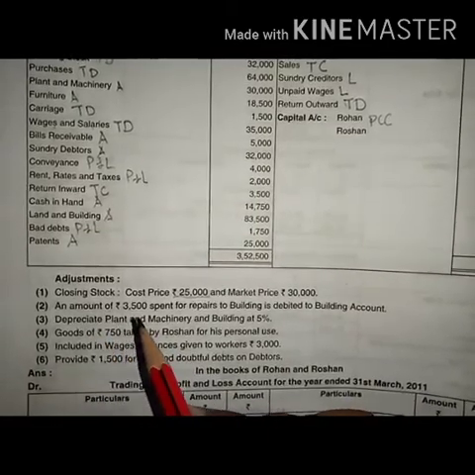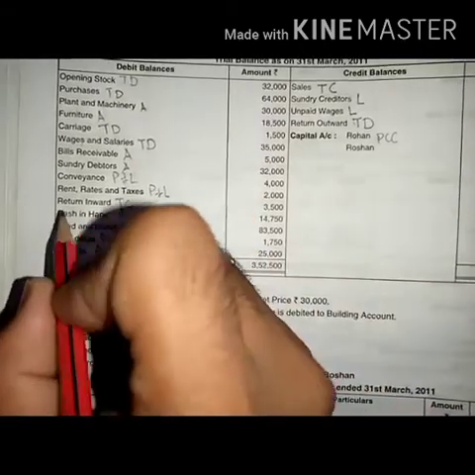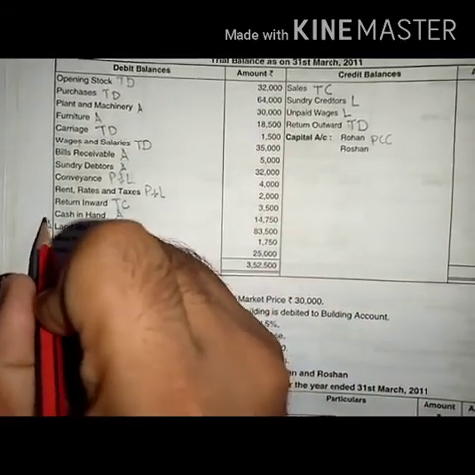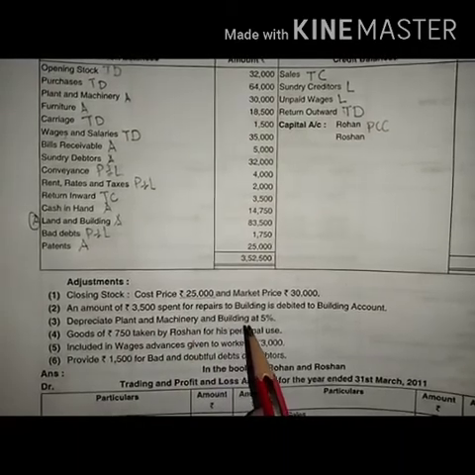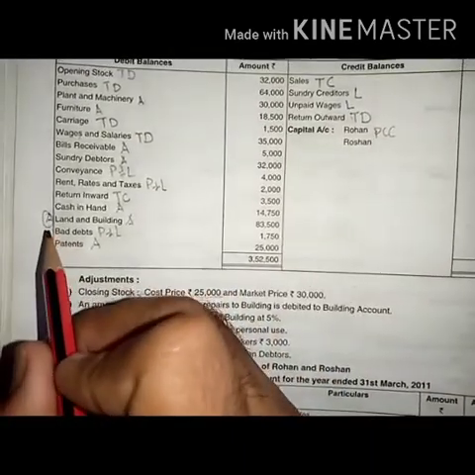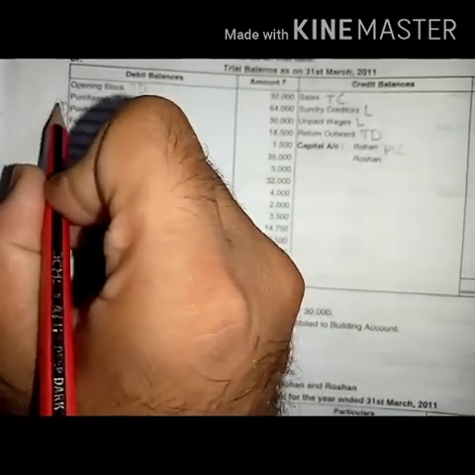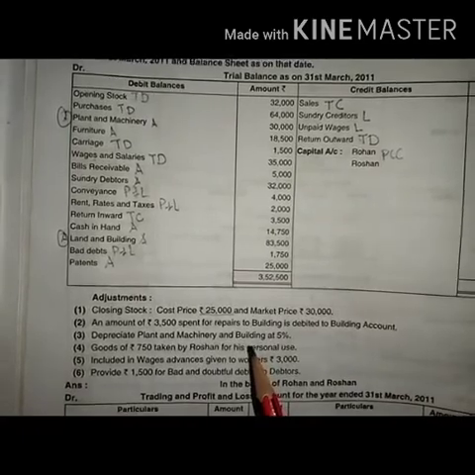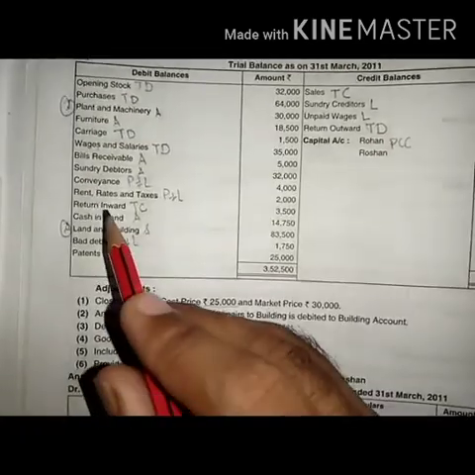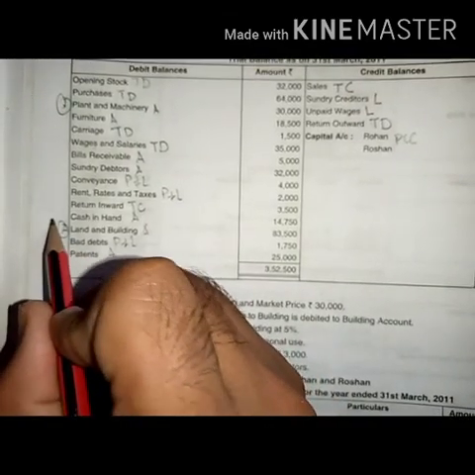An amount of 3,500 spent on repairs on building was debited to building account. Adjustment on land and building. Depreciate plant and machinery and building at 5%. Plant and machinery and building. Building means land and building.